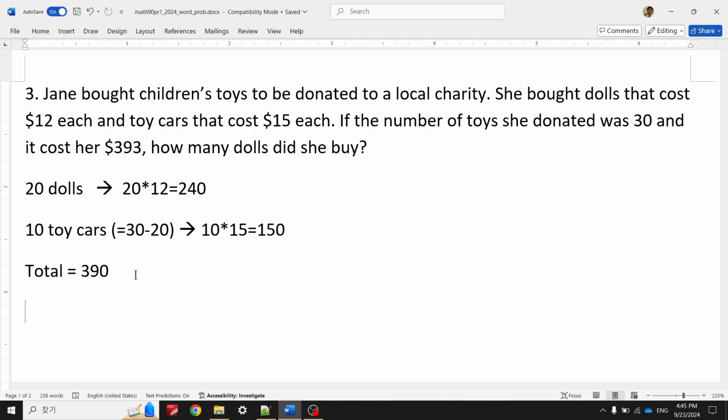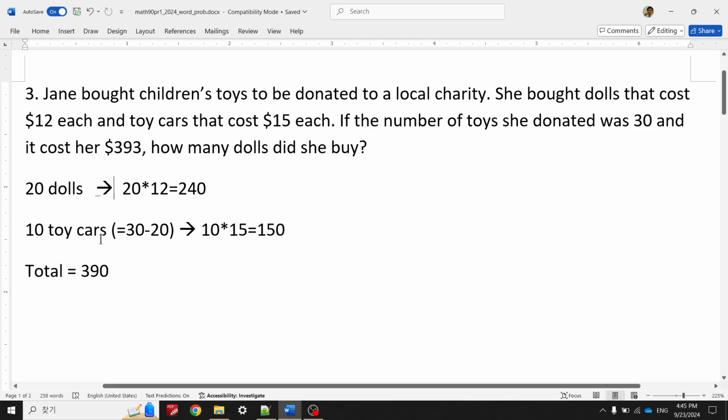And you can turn this into a guess and check problem. If you want to increase the cost, should you buy more dolls or less dolls? Are dolls cheaper or toys cheaper? Dolls are cheaper. So if you buy more dolls, would the cost go down or up? Yeah, that's what it means, because the total is 30.